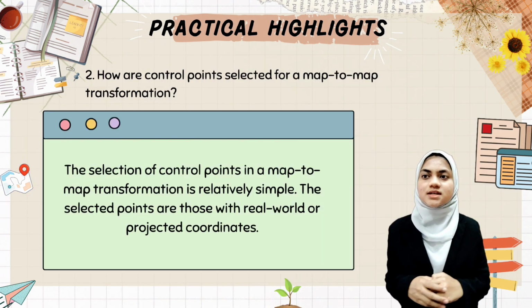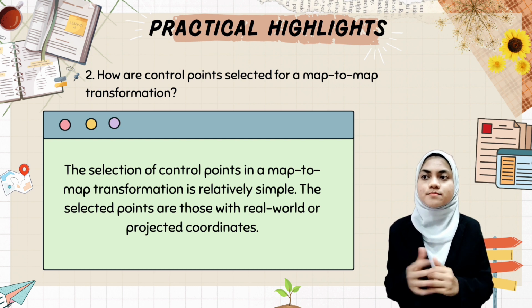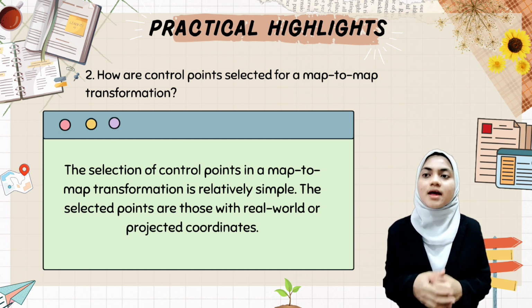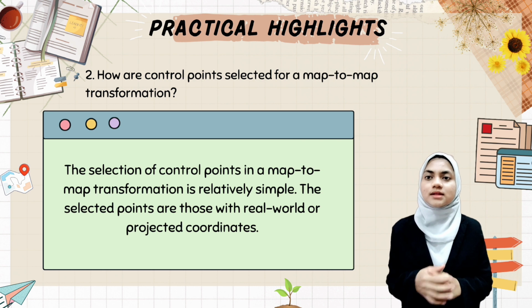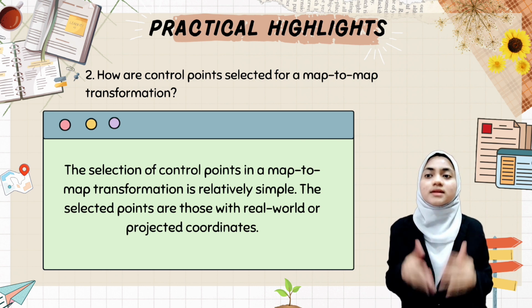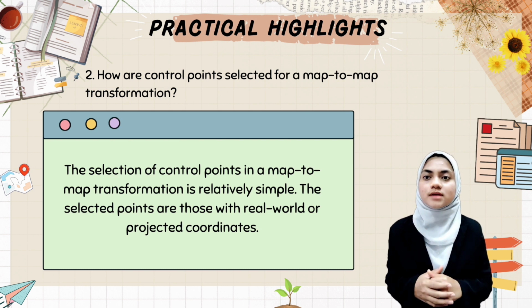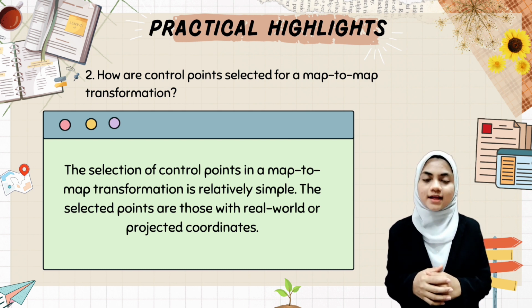The second question is, how are control points selected for a map-to-map transformation? The selection of control points in a map-to-map transformation is relatively simple. The selected points are those with real-world or projected coordinates.